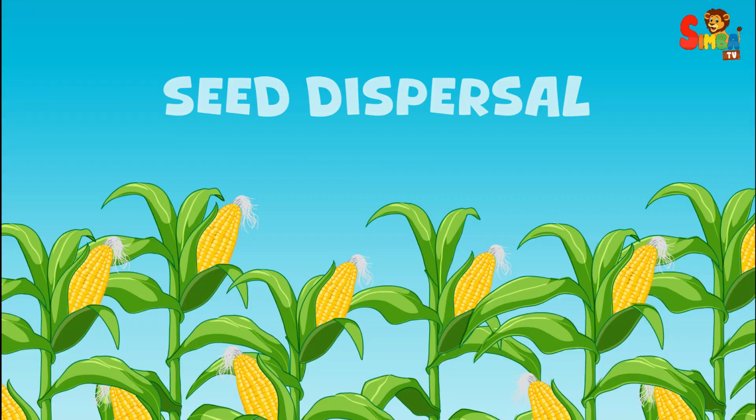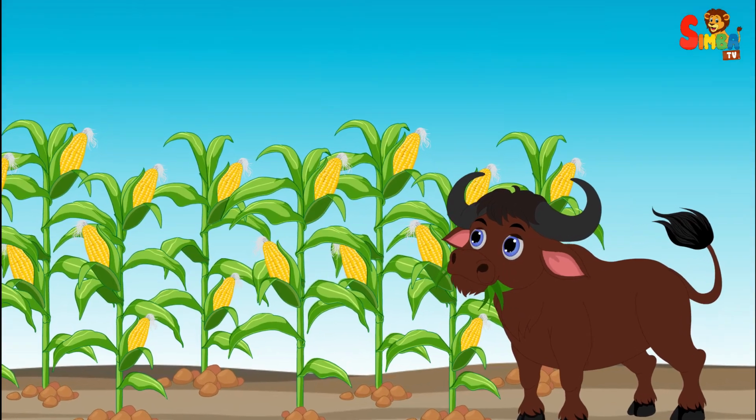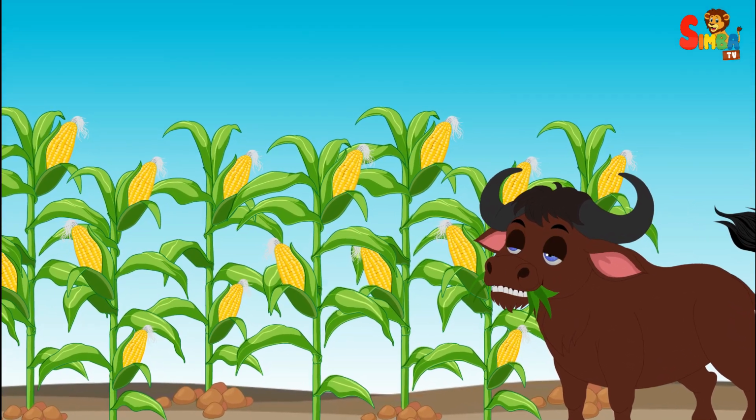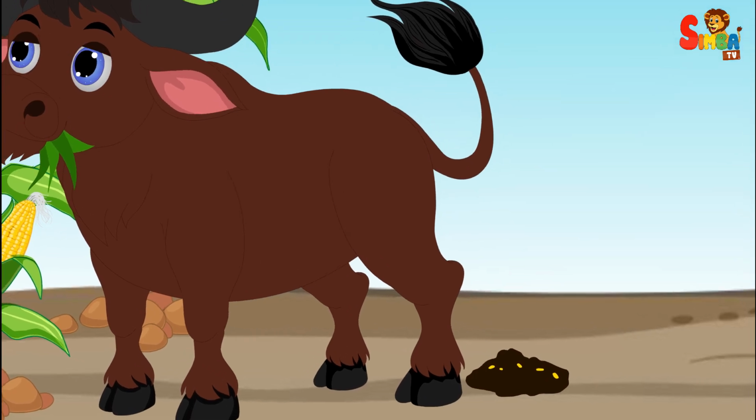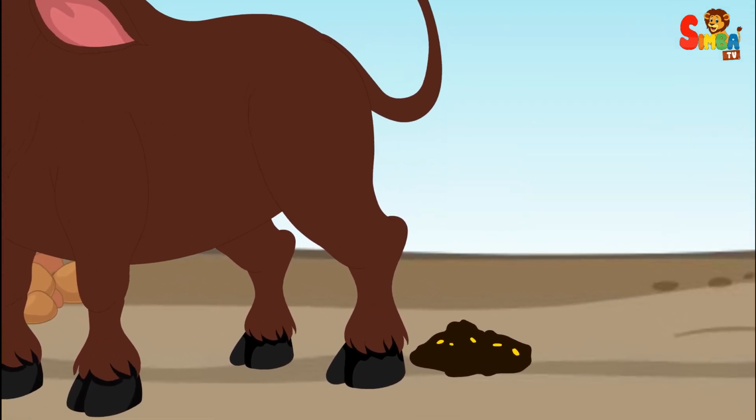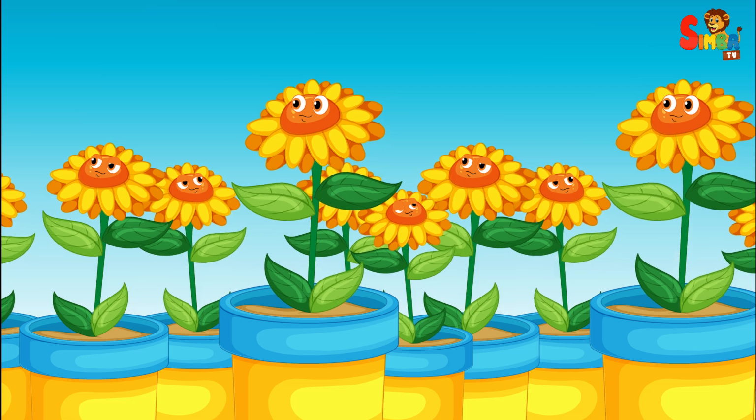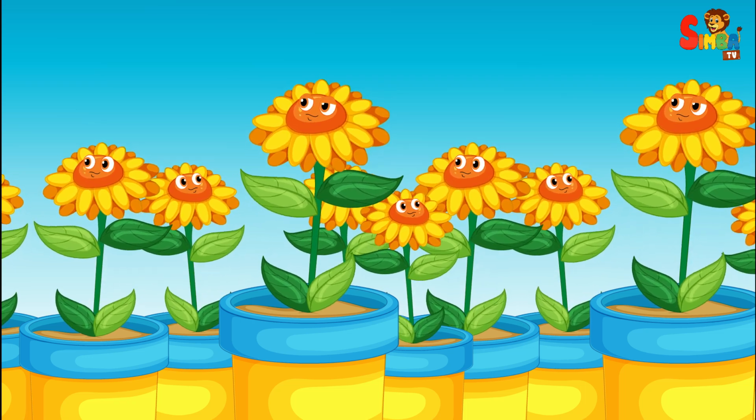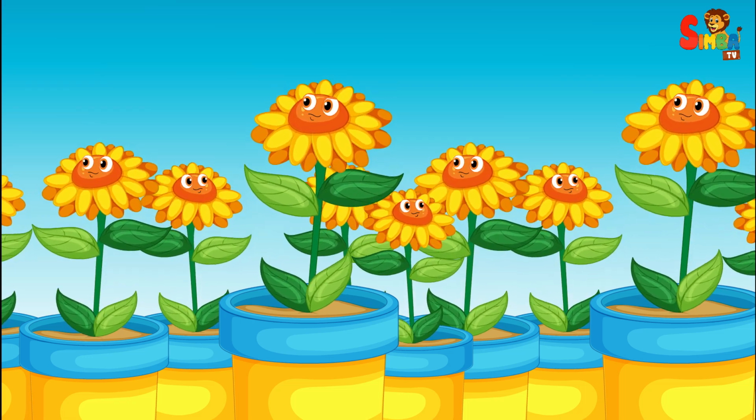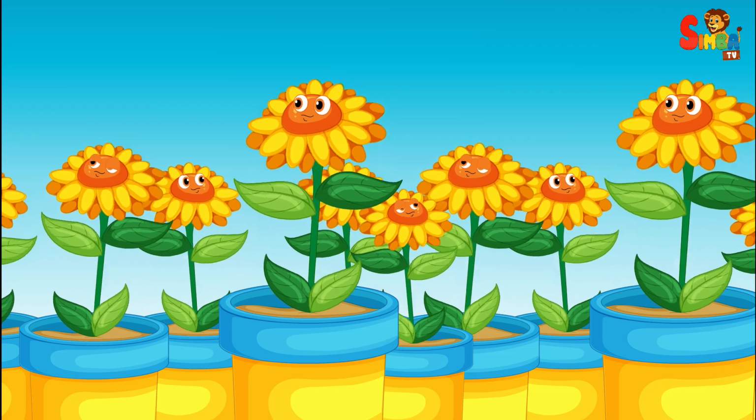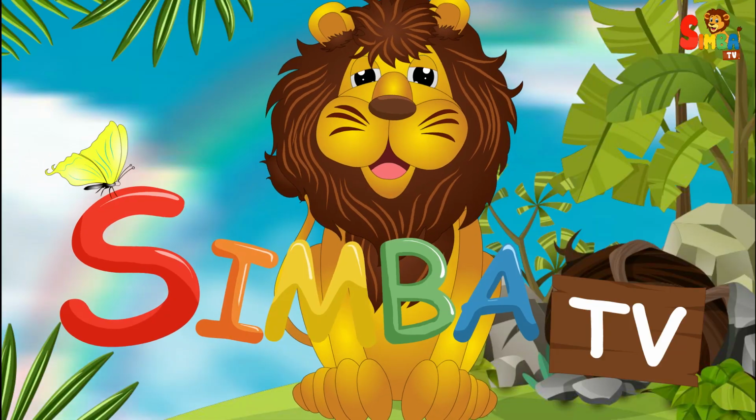Seed dispersal. Some flowers develop into fruits that protect seeds and aid in their dispersal, often through animals that eat the fruit and excrete the seeds elsewhere. In summary, flowers play a crucial role in the life cycle of plants, ensuring their reproduction and survival.